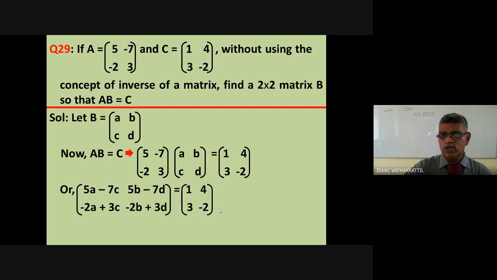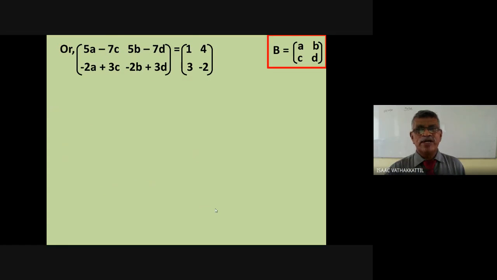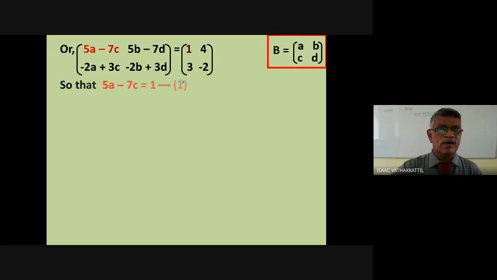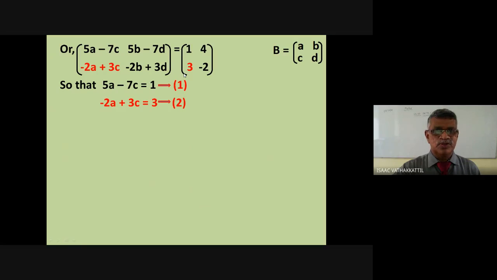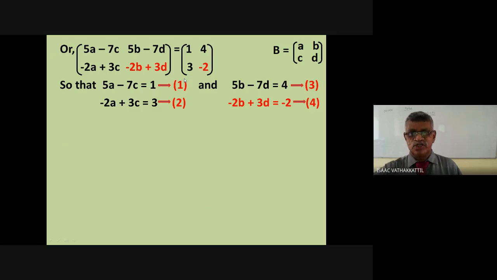And that is given to be equal to 1, 4, 3, minus 2. Well, two matrices are equal. Both are 2 by 2 matrices. Their corresponding elements are equated. You're going to have 4 equations. Your B is supposed a, b, c, d. Where from the 2 matrices equated, we have 5a minus 7c equal to 1, minus 2a plus 3c equal to 3. Further, 5b minus 7d equal to 4 and minus 2b plus 3d is minus 2.